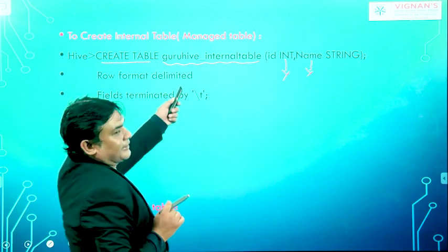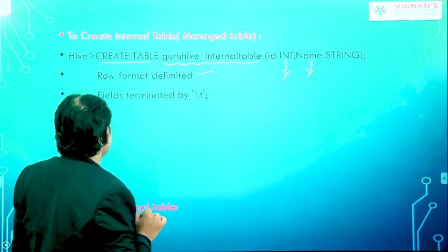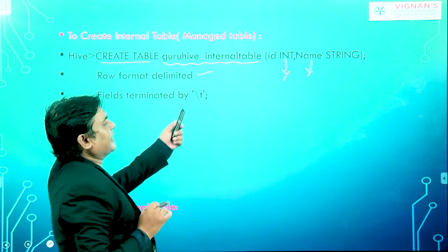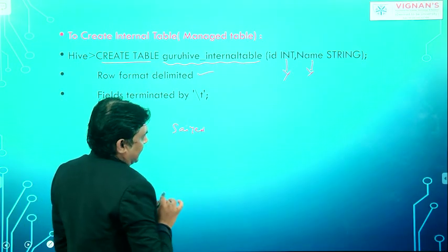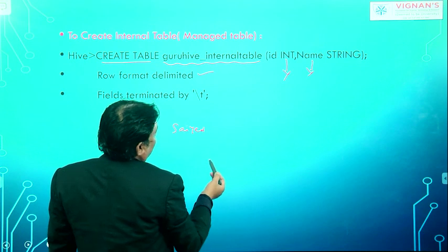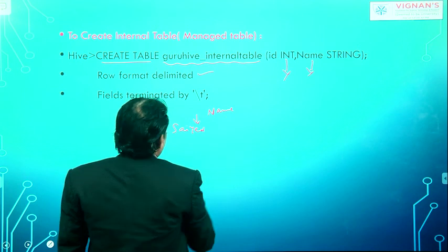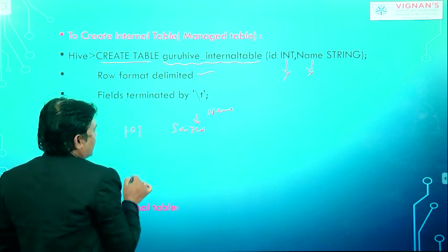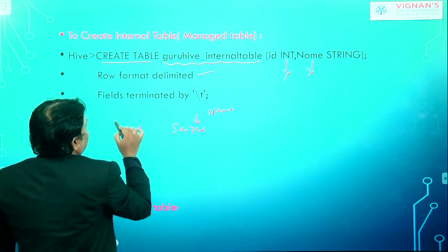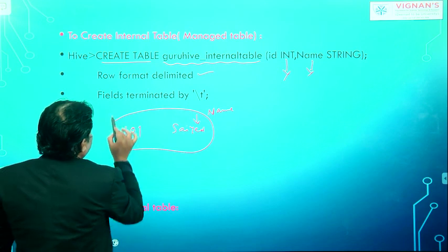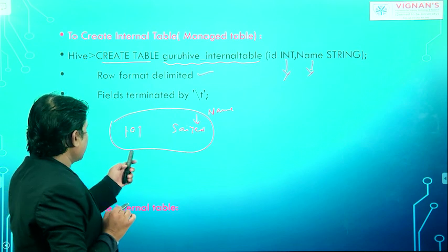And row format delimited. You have to write this compulsorily because it is going to see your record in the form of rows. And how are fields terminated? Fields are terminated by tab. It means if I write the ID, for example 101, then I give some tab space, and then the name, in the form of a string. So you have to give some space between the fields. If you write it this way, the structure will be developed inside this table called guru_hive_internal_table. This is the way you have to create the table.